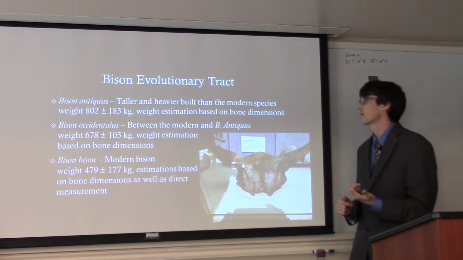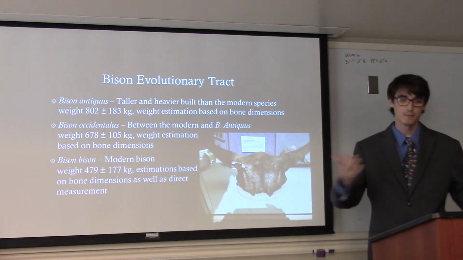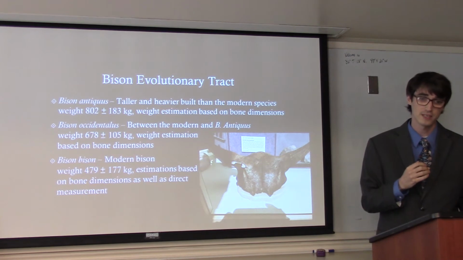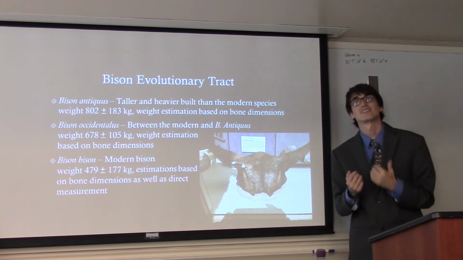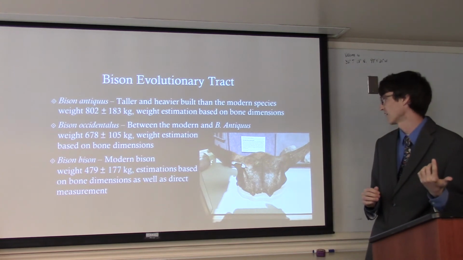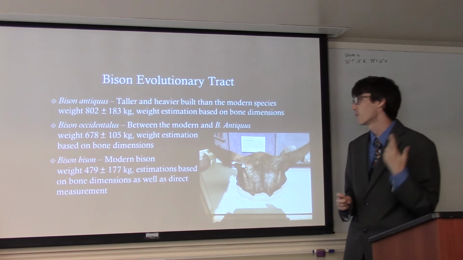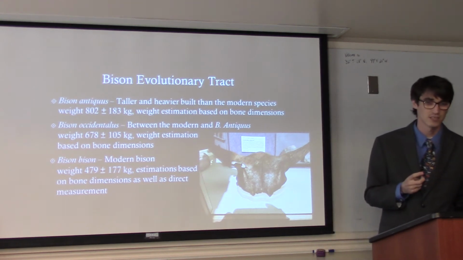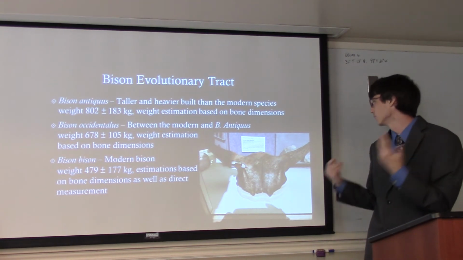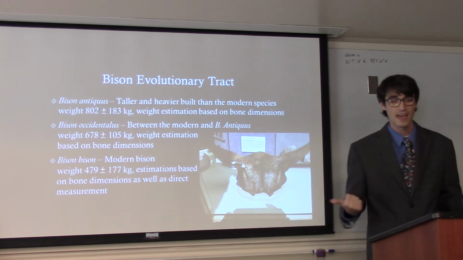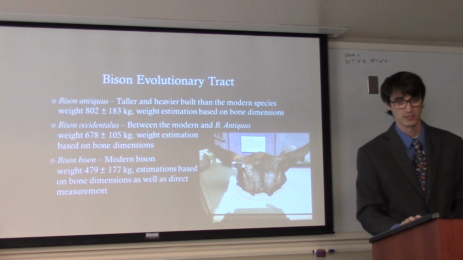Second species, Bison occidentalis. This is somewhere in between Bison antiquus and the modern bison, with a weight of 678 plus or minus 105, again based upon the calcaneum. Modern bison weigh 479 plus or minus 177 kilograms. In the paper they had estimations based upon the calcaneum as well as direct measurements.